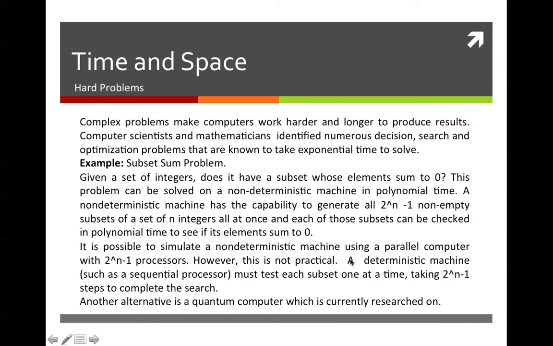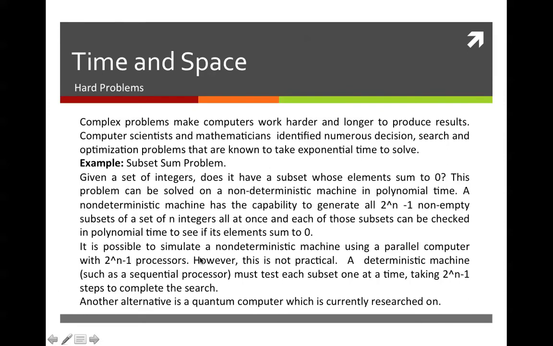A deterministic machine, such as a sequential processor that you learned in 350, will have to test each subset one at a time, and then it'll take 2^n - 1 steps to complete the search. So however you slice this problem, it looks like either we're going to use too many processors or too much time. And this cannot be worked around or handled with the machines of today as n gets large.